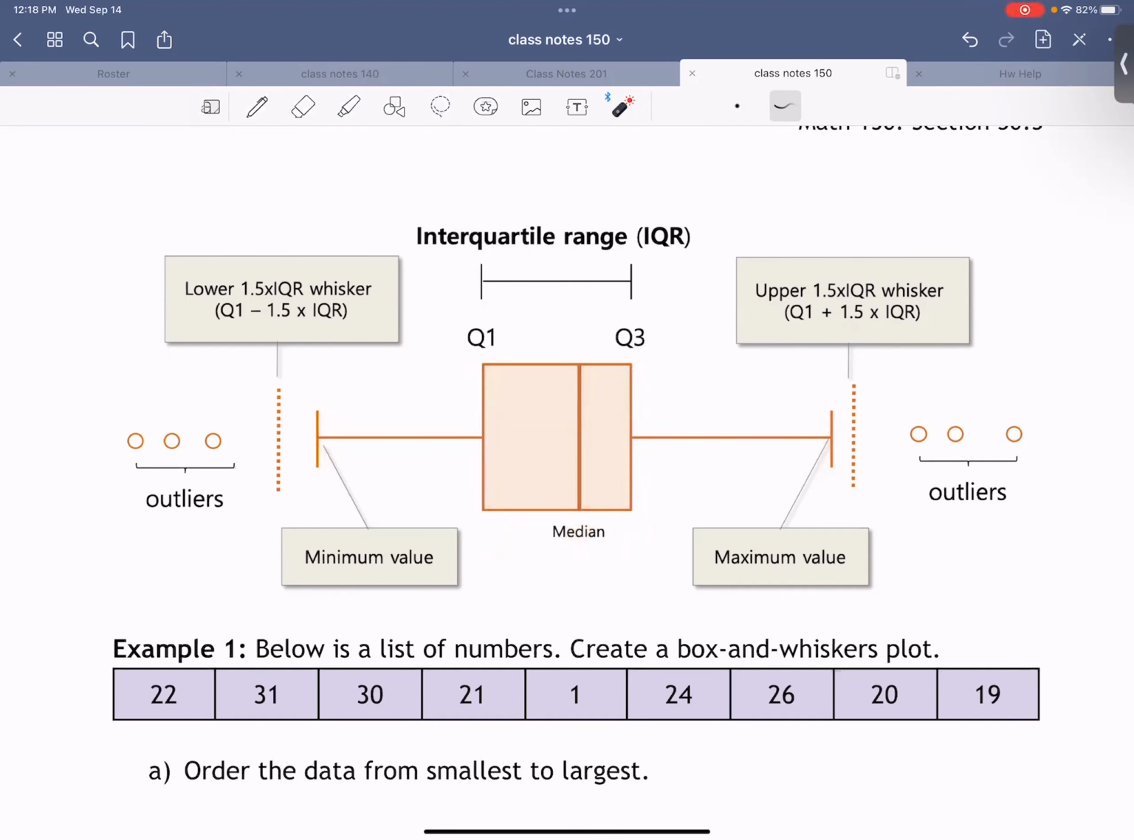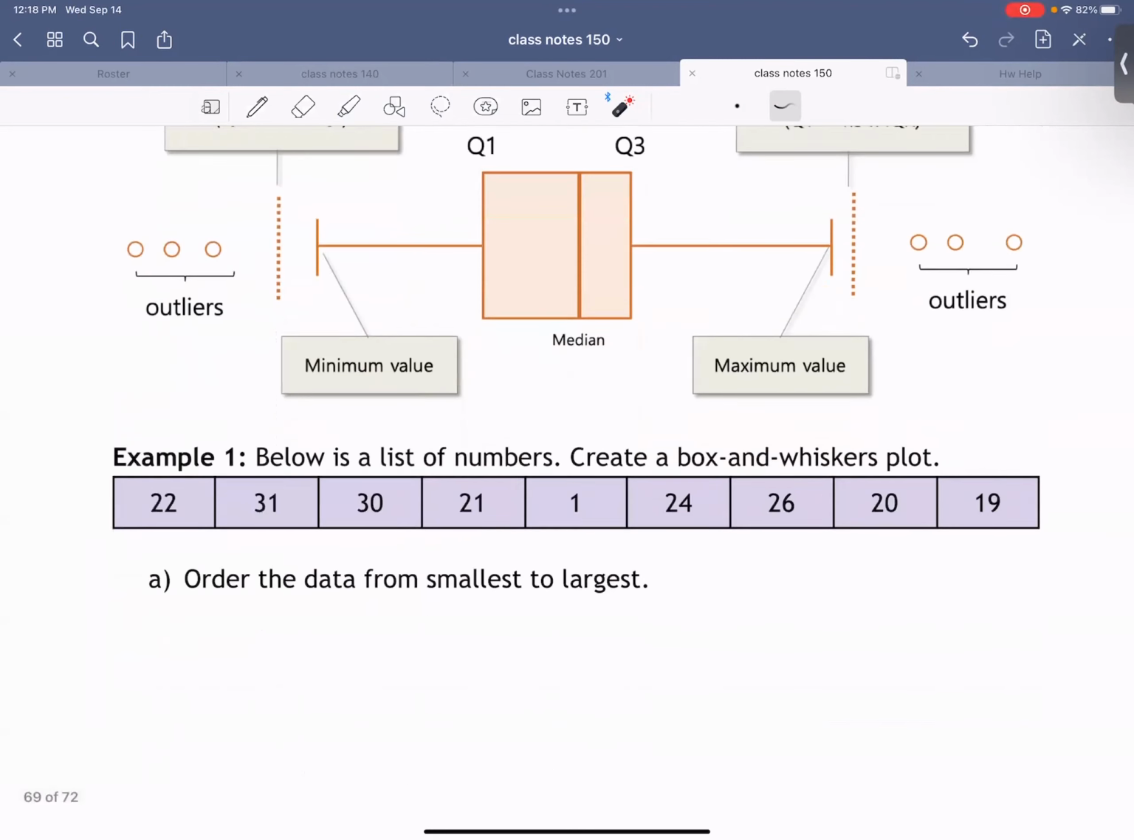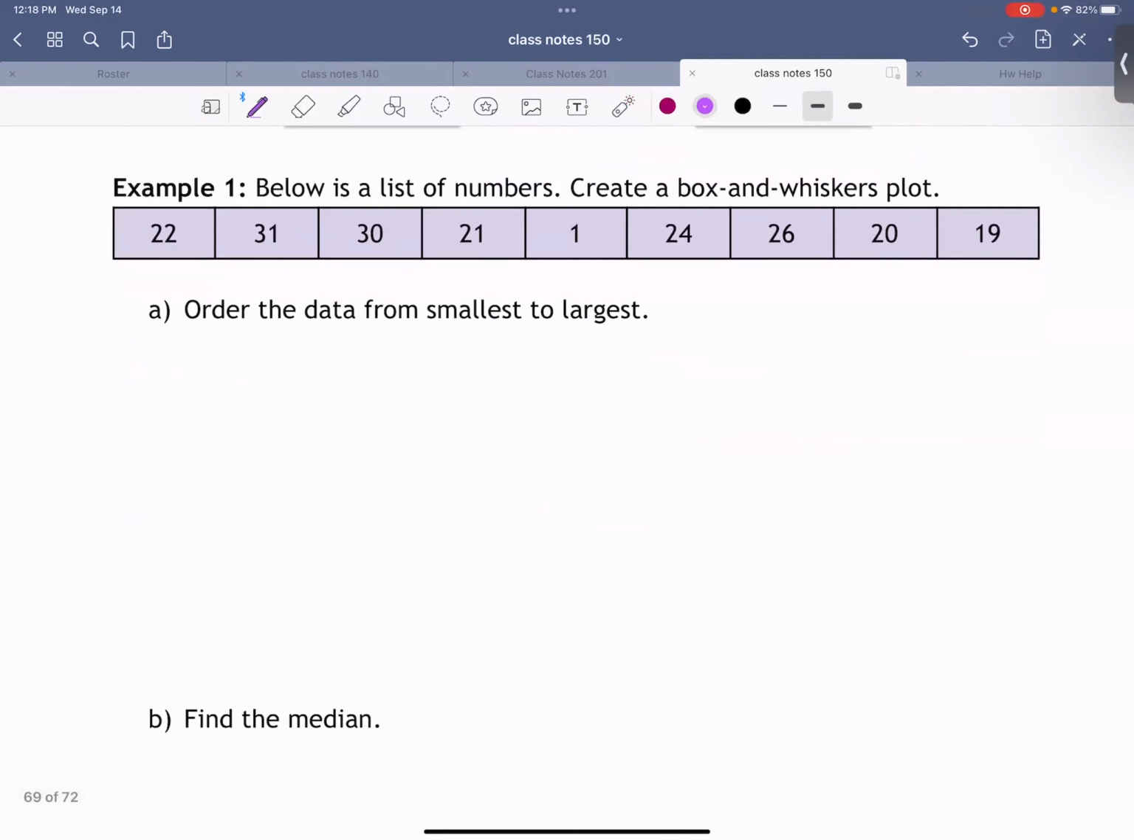Okay, so why don't we do an example? I know it looks kind of crazy with all of the definitions up here, but it might be a little bit easier once we go through an actual example. Okay, so here we have an example. We have a list of numbers and we want to create a box and whiskers plot. So the first thing I might want to do is order the data from smallest to largest, right? Now I'm going to cheat. I have it written down already. So I got 1, 19, 20, 21, 22, 24, 26, 30, and 31.